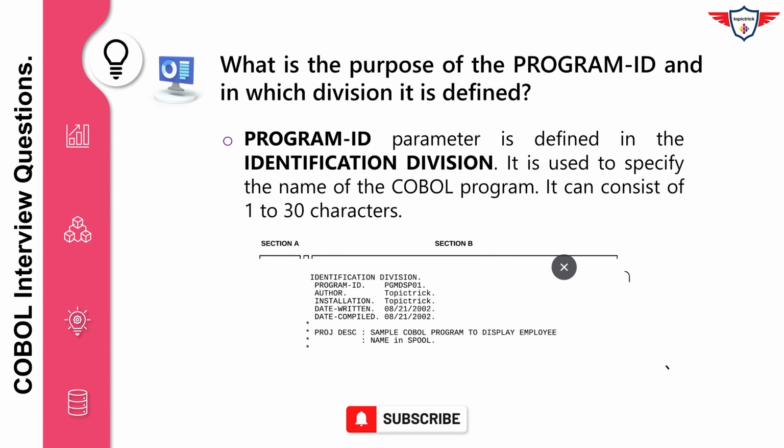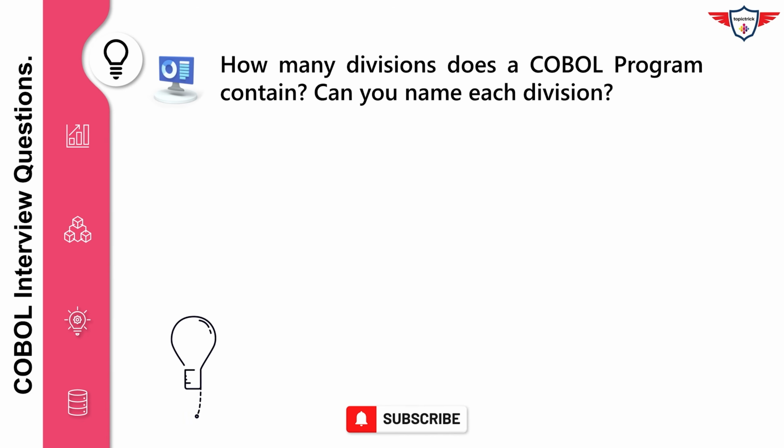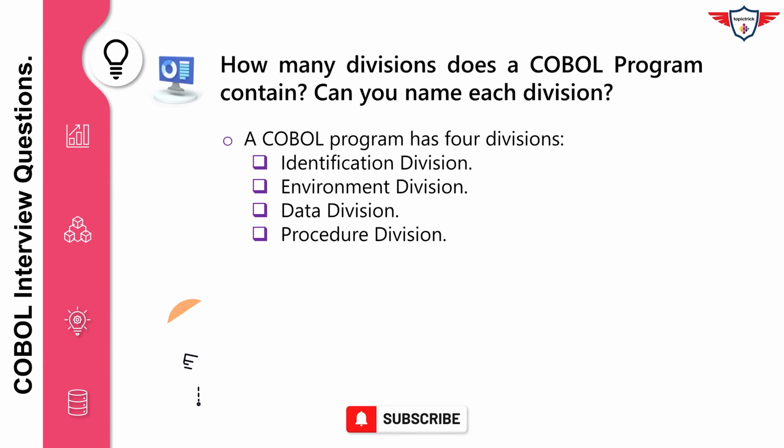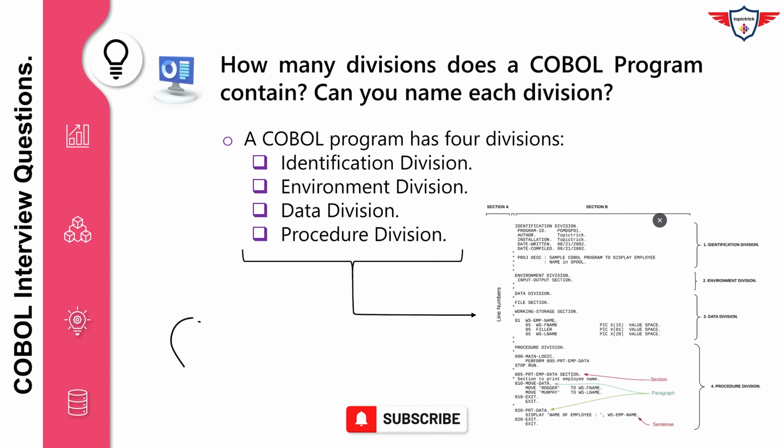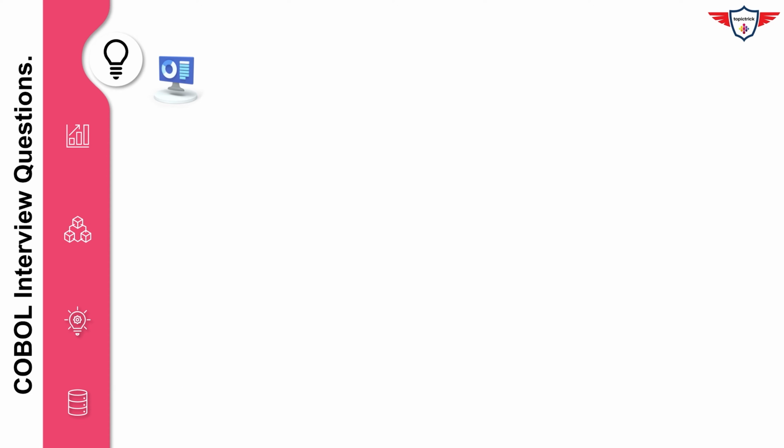How many divisions does a COBOL program contain? Can you name each division? A COBOL program has 4 divisions. First one is the identification division. Second one is the environment division. Third one is the data division. And the fourth one is the procedure division. Here is a sample program to illustrate how each division is outlined in a COBOL program. If you want to learn more about COBOL program structure, then watch our COBOL program structure video.